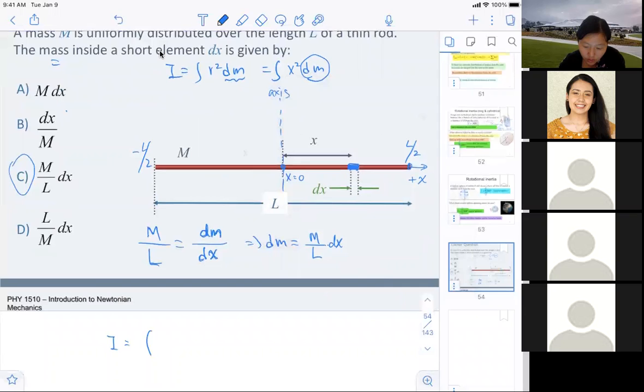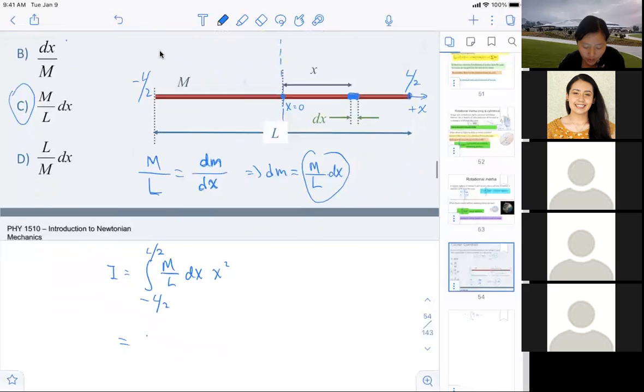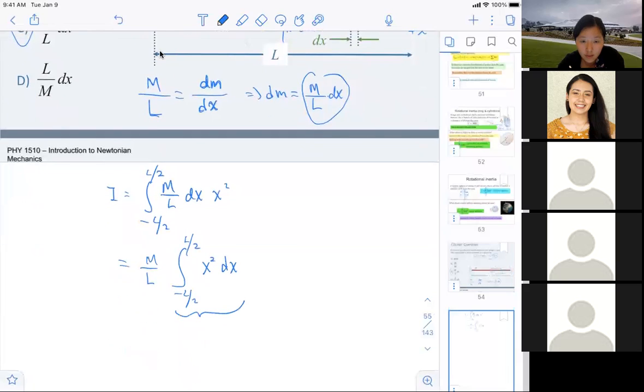Further, let's calculate this. I is equal to the integral of x squared dm. Let's plug in dm, M over L dx, x squared, from negative L over 2 to L over 2. M over L is a constant, so you don't have to integrate it; you take that out. What you are integrating is x squared dx, with these limits. This becomes one third x cubed, with limits from negative L over 2 to L over 2.